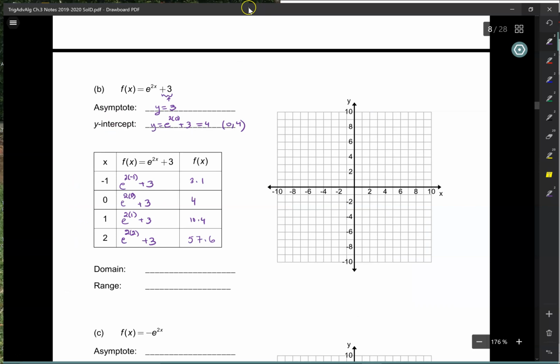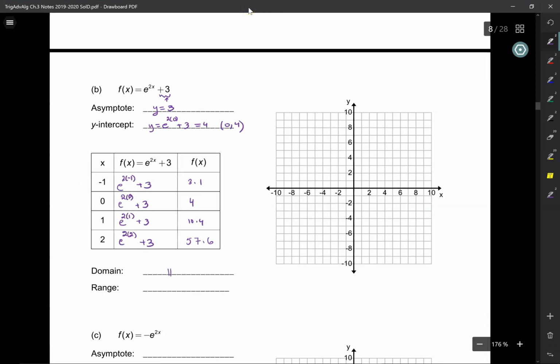Okay, can we figure out what the domain is here? Yes, we can. It's all real numbers. Can we figure out what the range is before we graph? Well, my asymptote is at 3, and this is a positive number here, so it's going to be y is greater than 3.